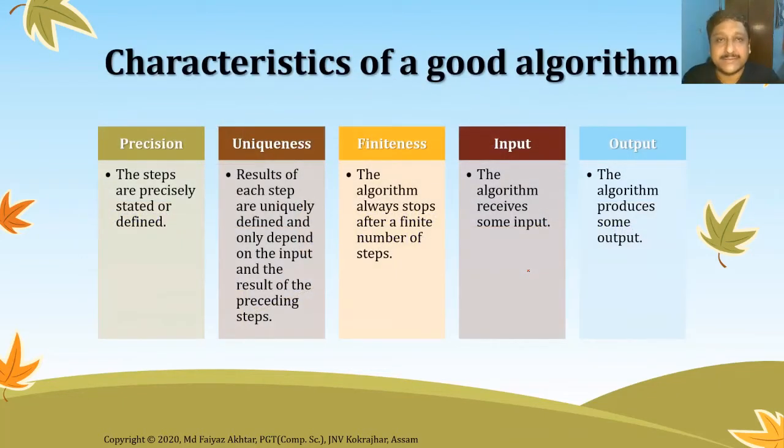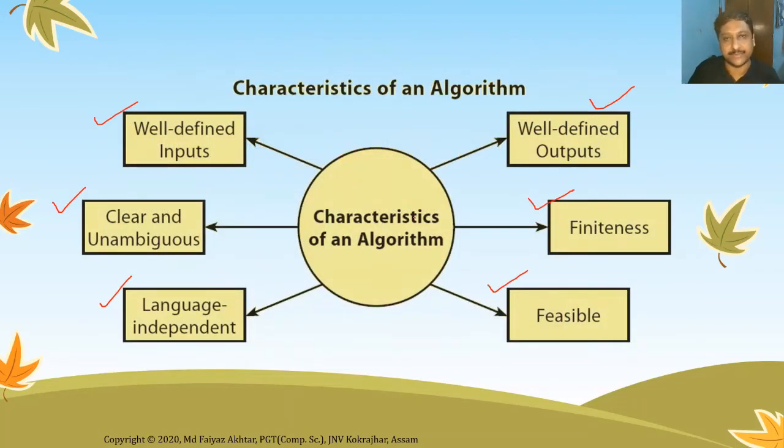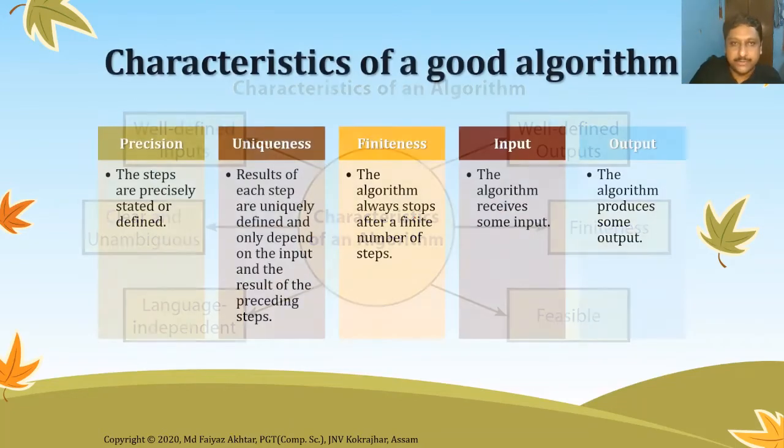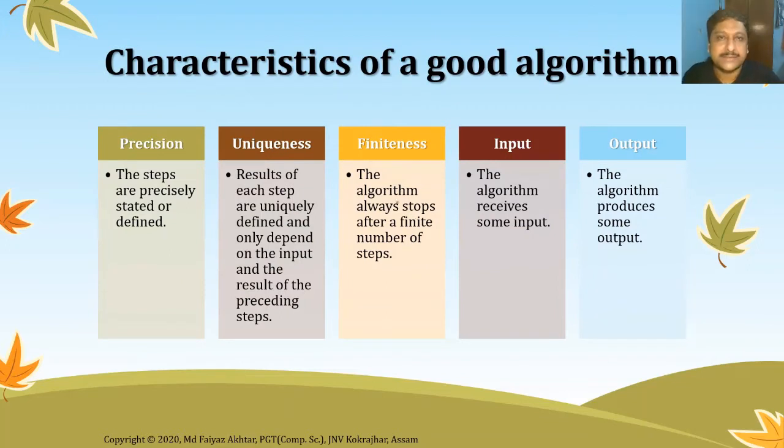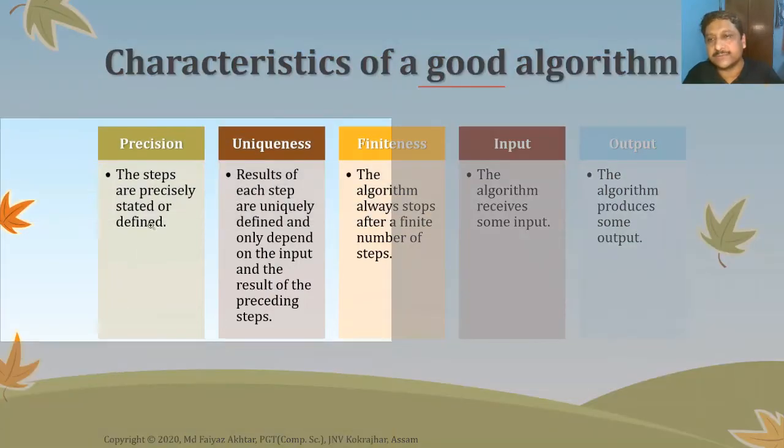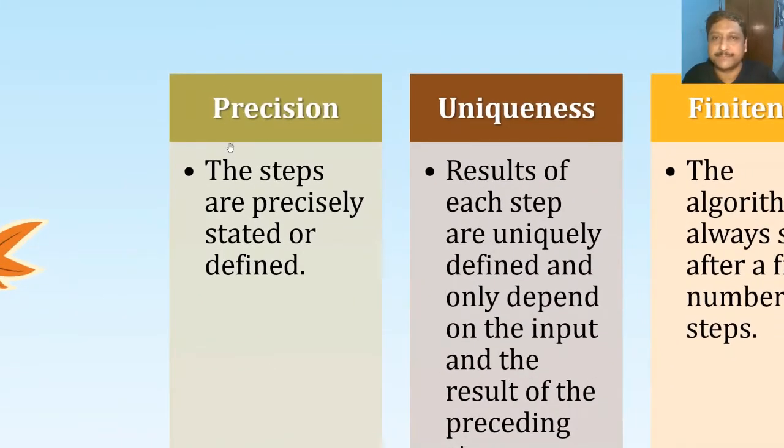Now, characteristics of a good algorithm. Previously we have learned all the characteristics of an algorithm. Now we are understanding the characteristics of a good algorithm. What are they? First, it should have precision. Precision means every step is precisely stated or defined. Each and every step must be defined: step 1, step 2, step 3, like this.